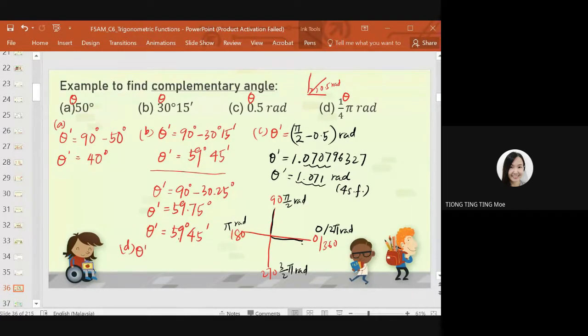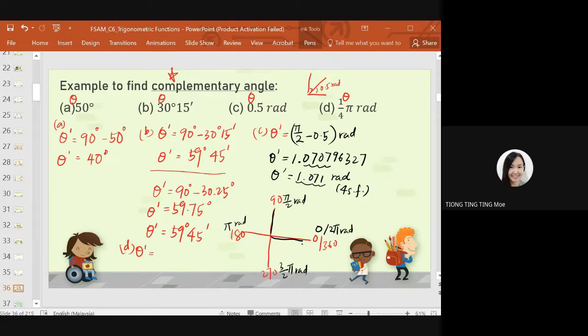How do we determine that it must be 90 degrees minus the angle? When the question asks you to find the complementary angle, complementary means that the total of the two angles is 90 degrees. So now you want to find the other complementary angle, so you have to do 90 minus the angle you have. Yes, it is a must. Later I will show you an example of how we find it.